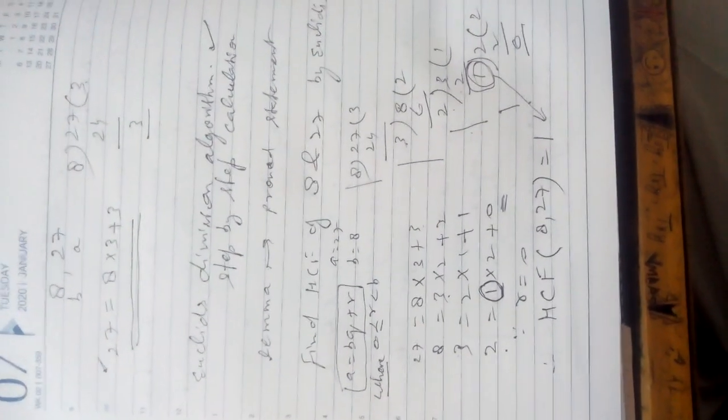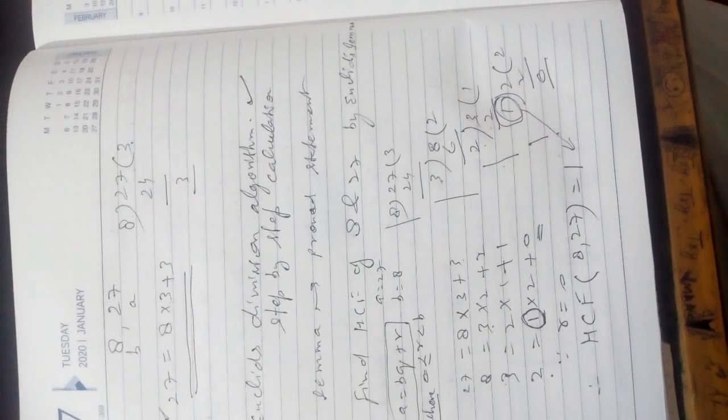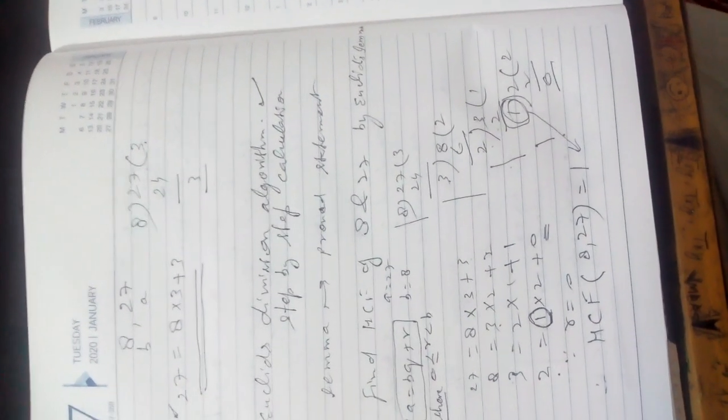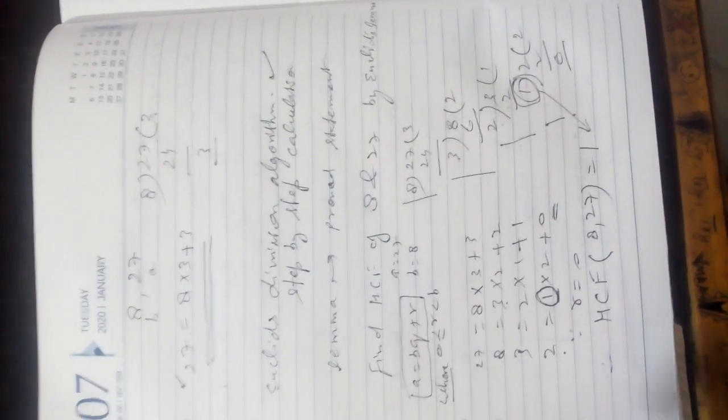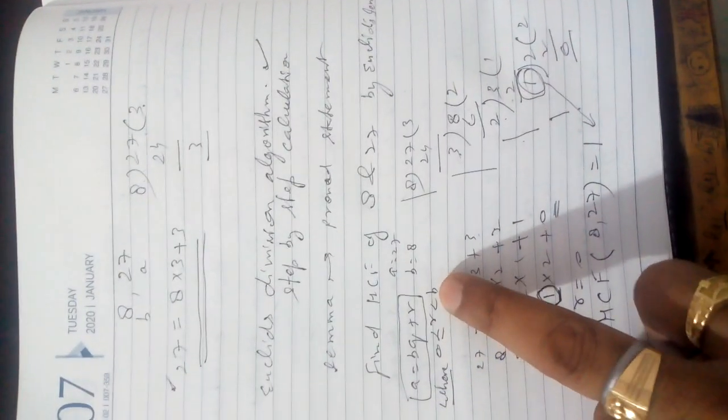Then you don't write like this, 27 is equal to 8 into 3 plus 3. You will write the full statement: if there are two positive integers a and b in which a is greater than b, and two unique integers q and r, then a is equal to bq plus r, where r is greater than or equal to 0 and less than b. Now your answer is over for the Euclid's division lemma.